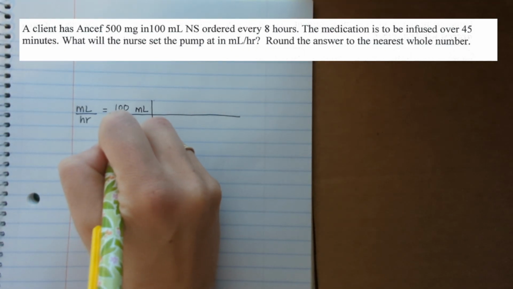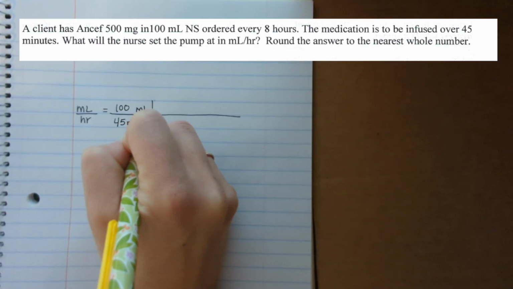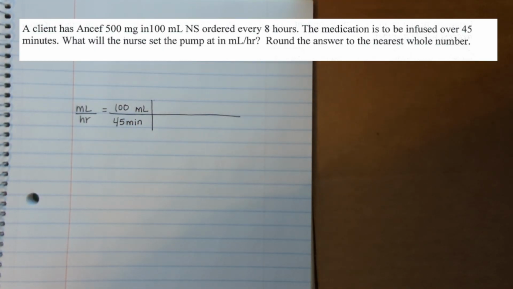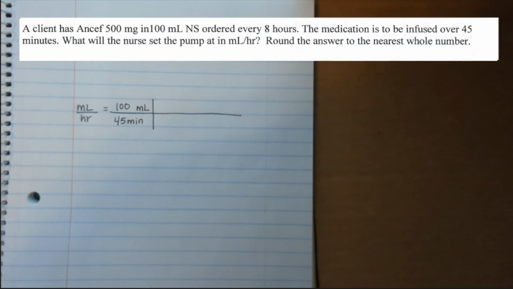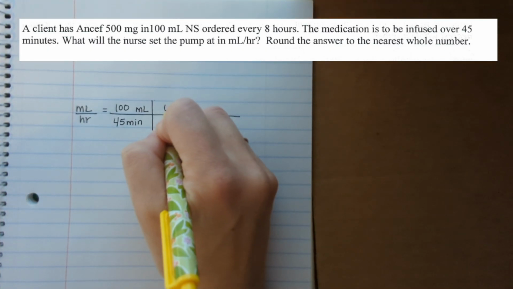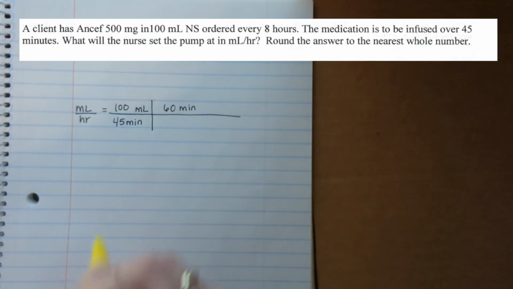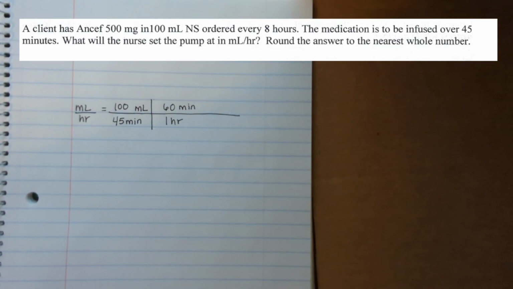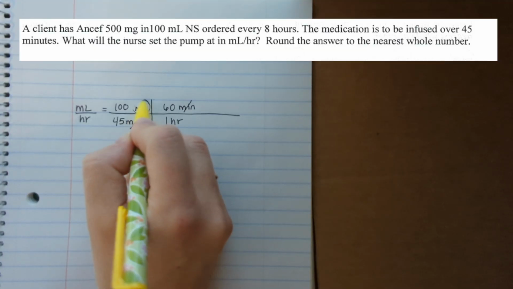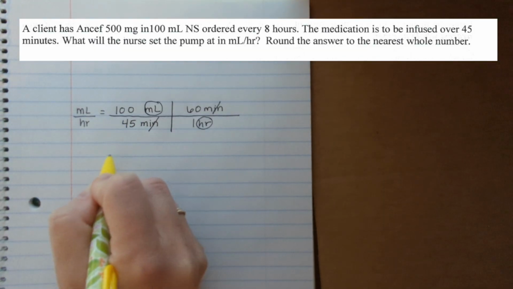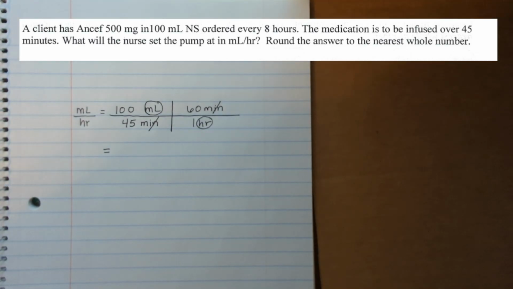Now that we have minutes on the bottom, we need to put minutes on the top in our top box so that those numbers can cancel. Looking at our problem, we do not have anything else with minutes in it. However, I do know I need to end up with 1 hour. And fortunately, we all know a conversion that changes minutes to hour. There are 60 minutes in 1 hour. So that's how we're going to finish this problem, 60 minutes on top and 1 hour on the bottom. Once we do that, our minutes cancel, and we end up with just milliliters over hour, which is what we're solving for. So that tells us we're ready to multiply.